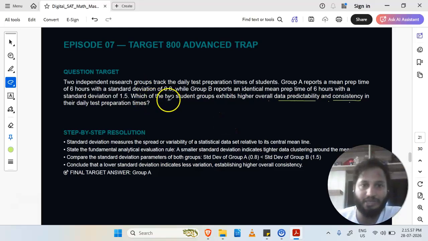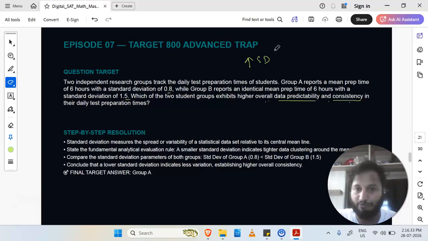If you know what mean and standard deviation are, the mean for the two groups is the same, but the standard deviation is varying. So what is the standard deviation of group A? That is 0.8. The standard deviation for the second group is 1.5. Now what actually is happening? The more the standard deviation, the more the data is spread out about the mean position, which means for group B the data is more spread out, meaning more inconsistent. So a higher standard deviation means the data is more uneven, more spread out, and more inconsistent, right?